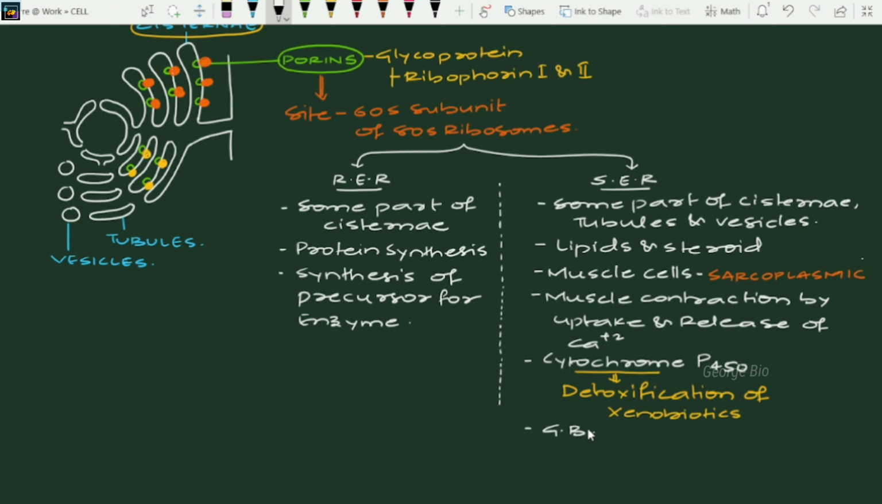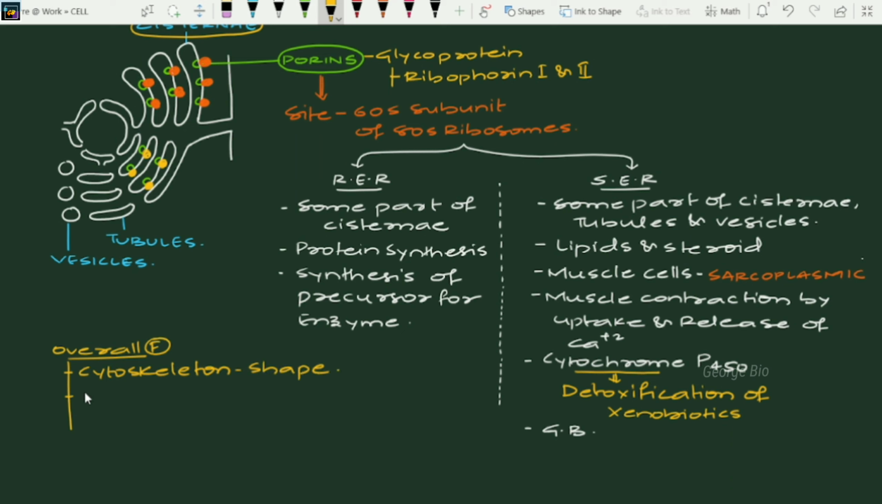These are the functions of rough endoplasmic reticulum and smooth endoplasmic reticulum individually. But overall, the endoplasmic reticulum helps in two different functions. So let's talk about the overall function. Number one, as it's a network-like structure which moves from the center to the peripheral side up to the plasma membrane, it helps in forming the cytoskeleton and maintaining the shape of the cell.